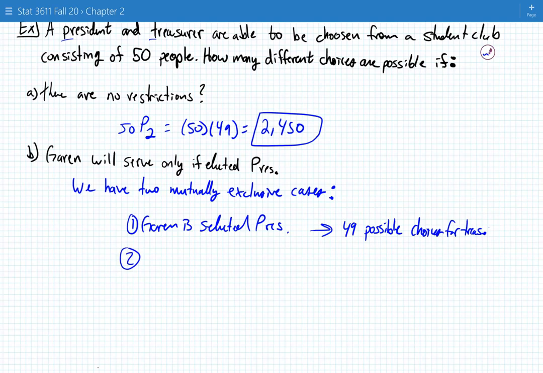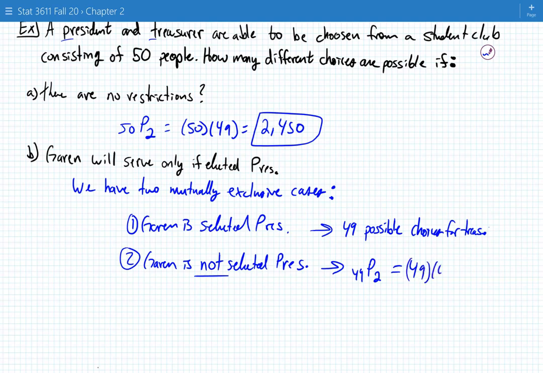Second exclusive case is Garen is not selected president. If Garen is not selected as president, then think about what happens. You still need a president and you still need a treasurer. So you still need to pick 2 things, but you're no longer picking from 50 people. Garen is out of the mix, so you are picking from 49 people. So that would be 49P2, and that would be 49 times 48. We can run that through a calculator. So there are 2,352 options associated with that.